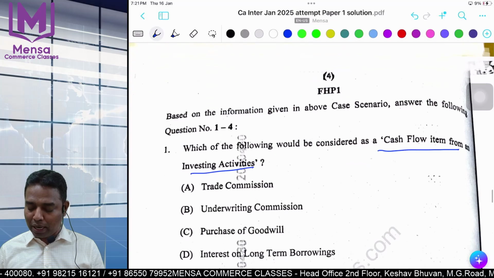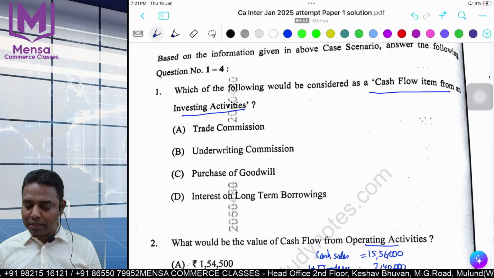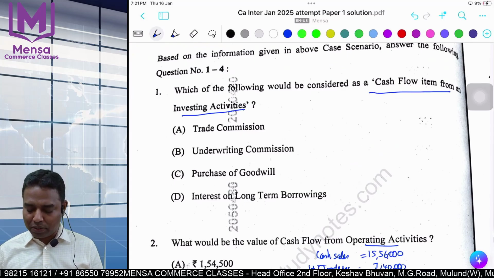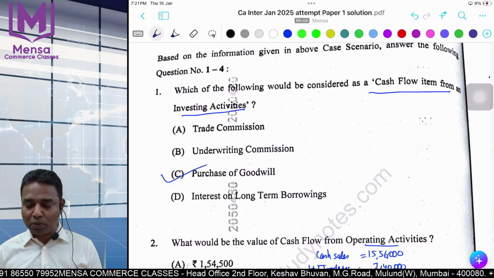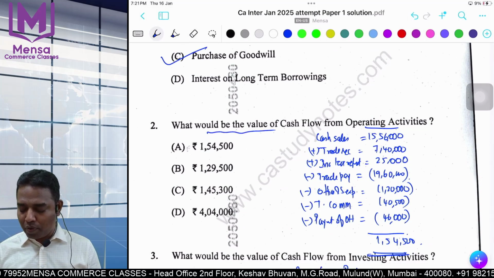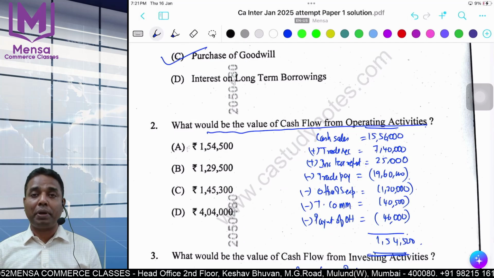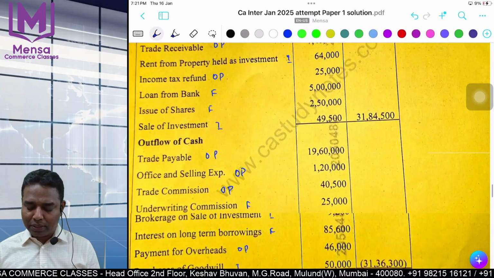What is question number one? Which of the following would be considered as cash flow from investing activities? Trade commission, underwriting commission, purchase of goodwill, and interest on long-term borrowings. Obviously, purchase of goodwill. Then what would be the value of cash flow from operating activities? What were the operating activity items? I picked that and done it.